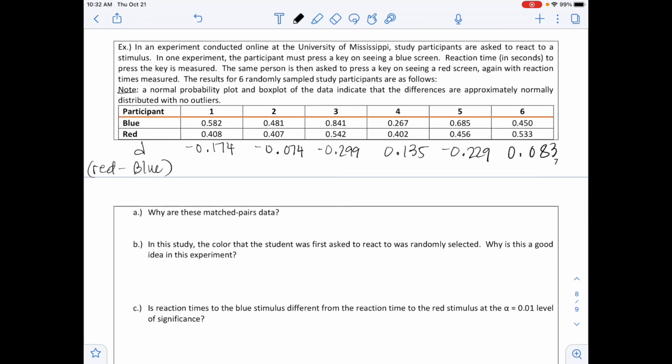Part A says, why are these matched pairs data? And we kind of spoke about this earlier, but it's because it's the same person that's being timed for both the red and the blue stimuli. So we'll say because same person for both red and blue screens.